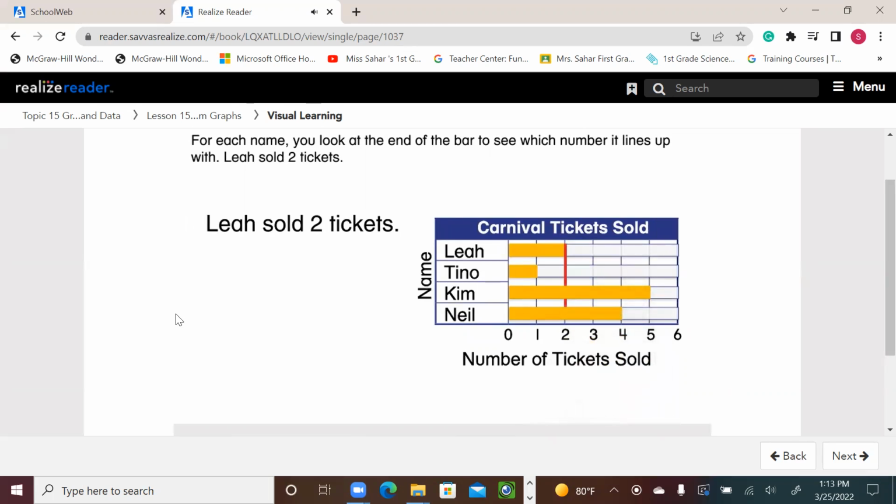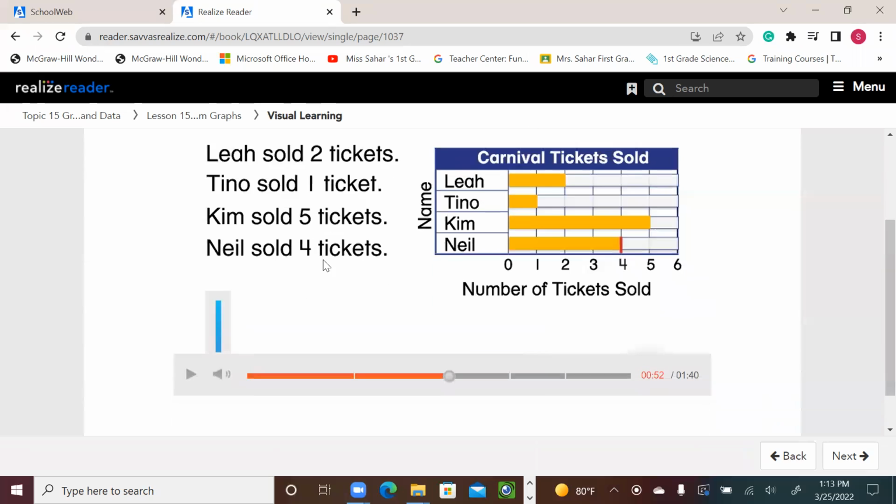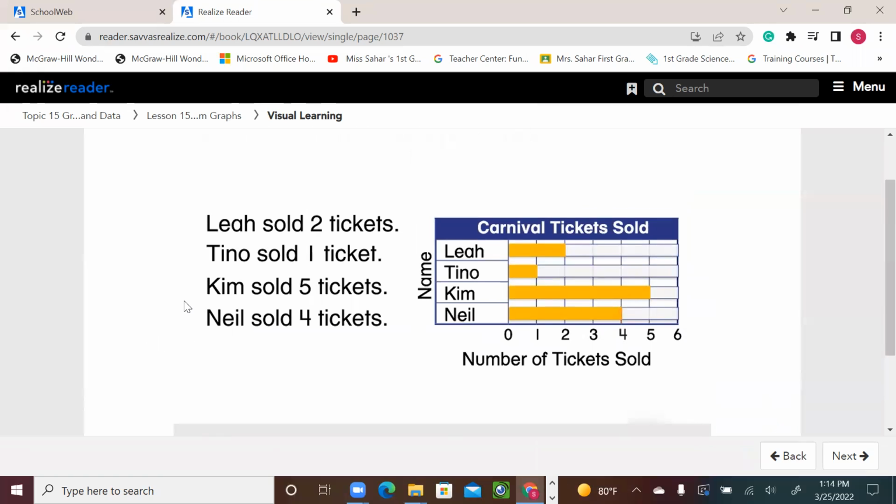Leah sold 2 tickets. Tino sold 1 ticket. Kim sold 5 tickets. Neil sold 4 tickets. You can also compare information. Who sold the most tickets? All right. Easily, when I look here, I can tell that Kim sold the most. She sold 5 tickets. Kim sold the most tickets.